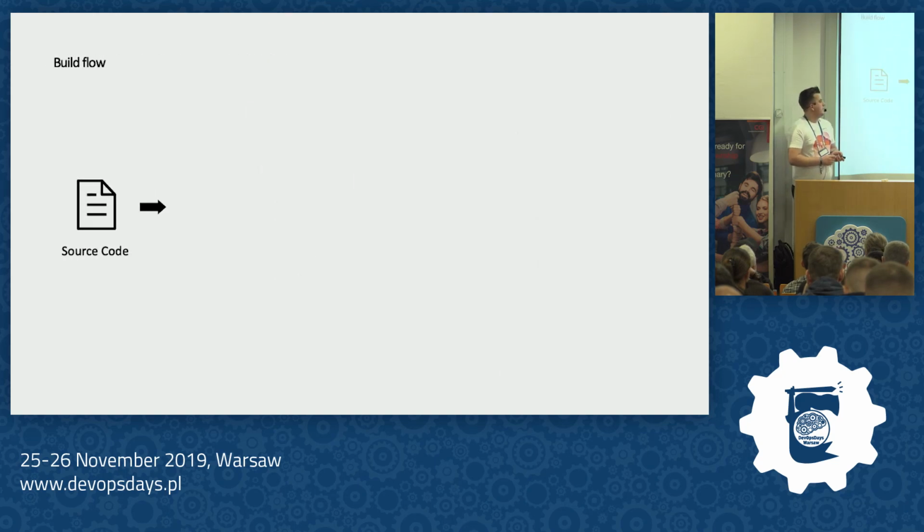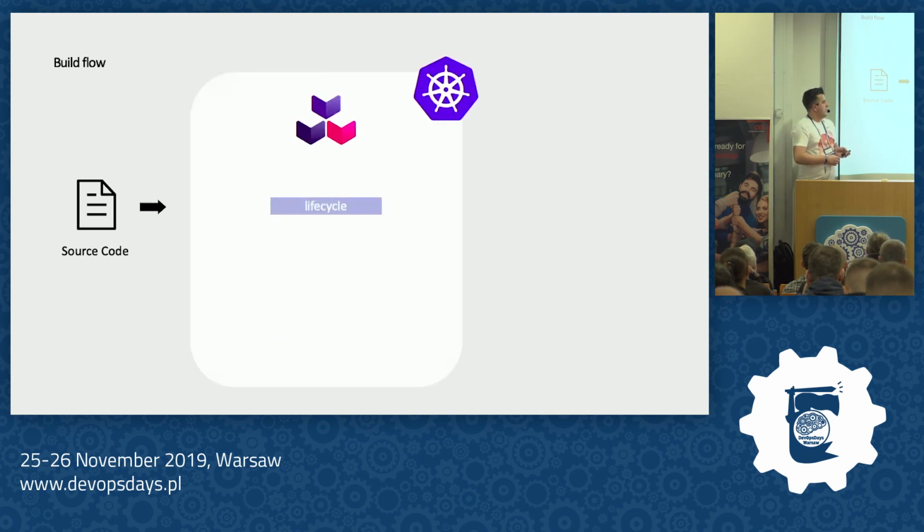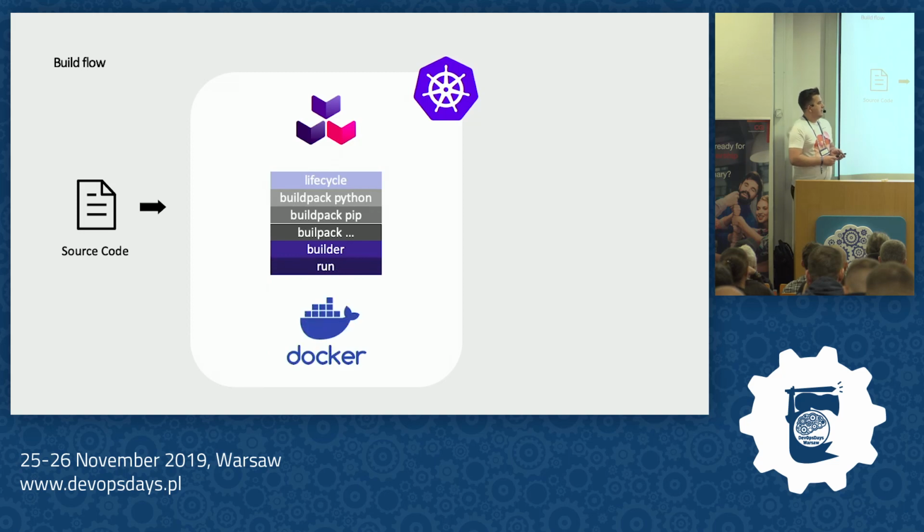Okay, and the build flow. First, it is the source code. And the icon at the top is the pack icon. And then what happens? The source code is grabbed by pack, and the lifecycle will analyze the source code using the buildpacks which are registered right now.